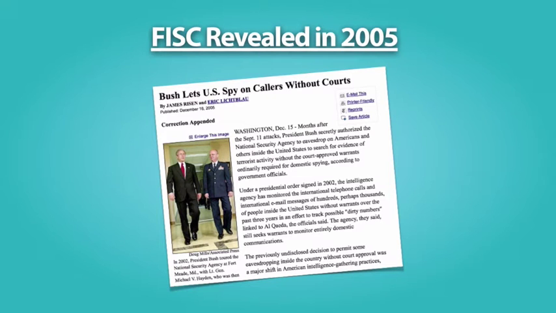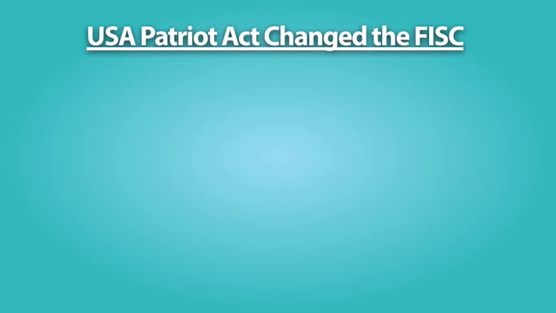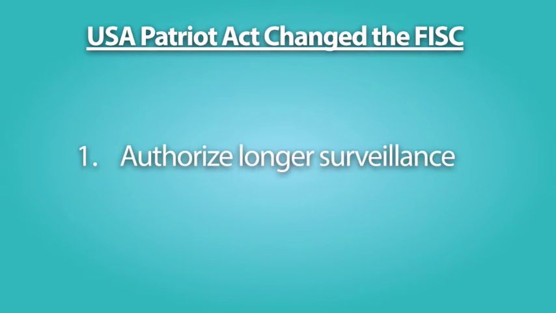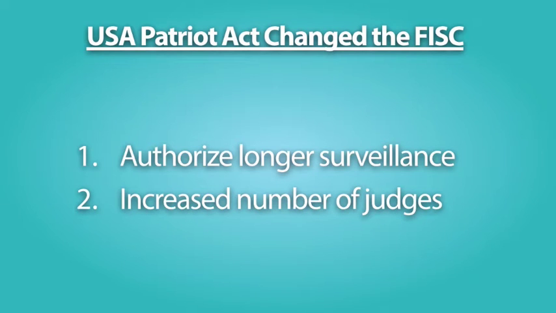Few Americans had ever heard of the FISC until 2005, when media reports exposed the actions of the National Security Agency, operating under orders from President George W. Bush to monitor domestic phone calls, emails, and other electronic communications that may contain information about terrorist activities. In the wake of the 9/11 terrorist attacks, Congress passed the USA Patriot Act of 2001. Among its provisions were two changes to the FISC: the ability to authorize longer periods of surveillance and an increased number of judges serving on the court.